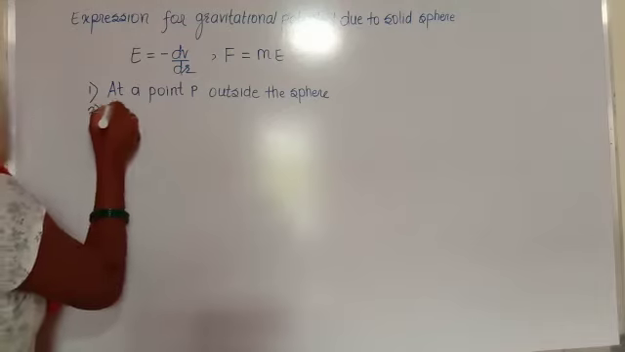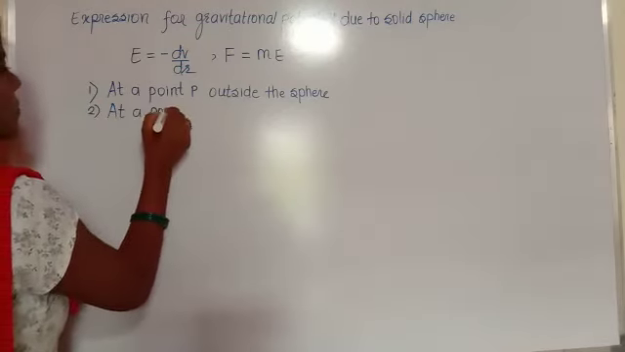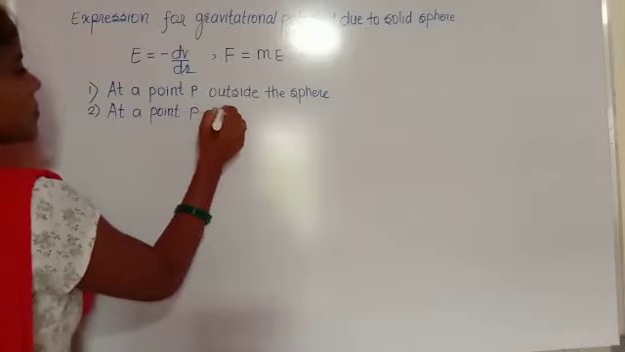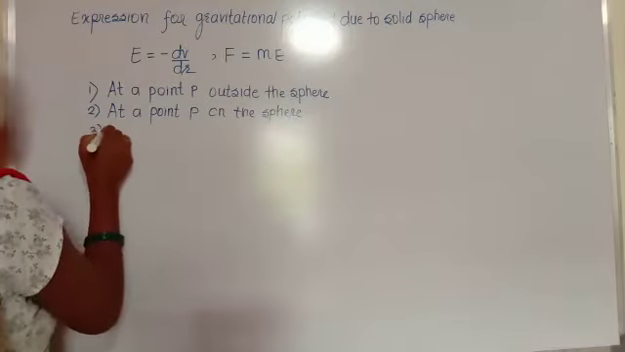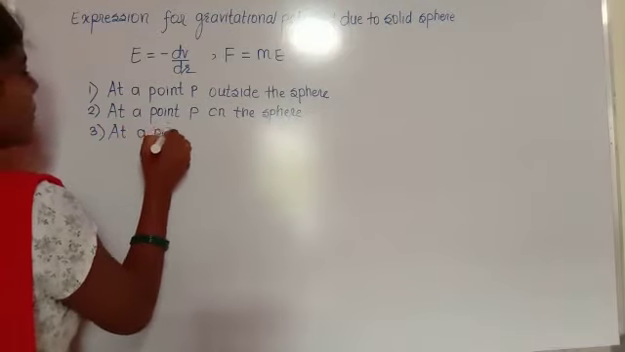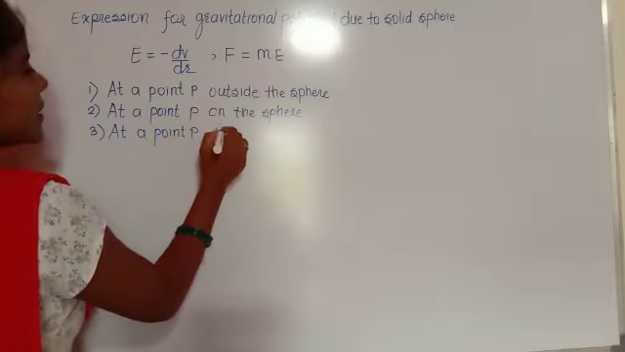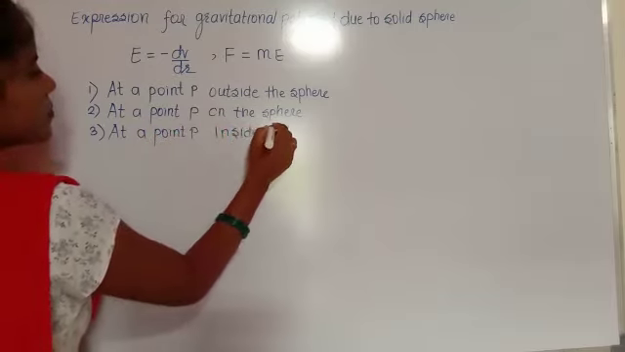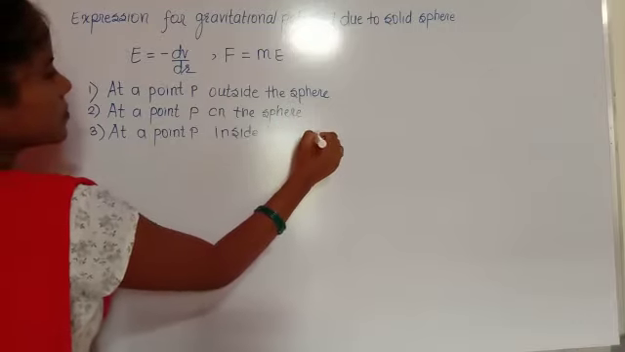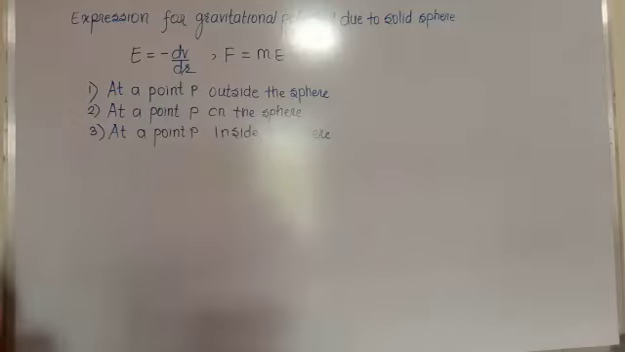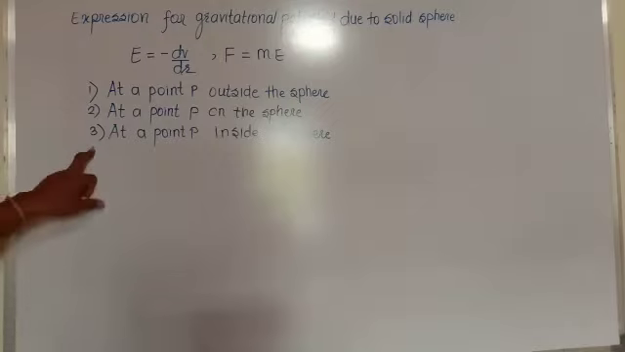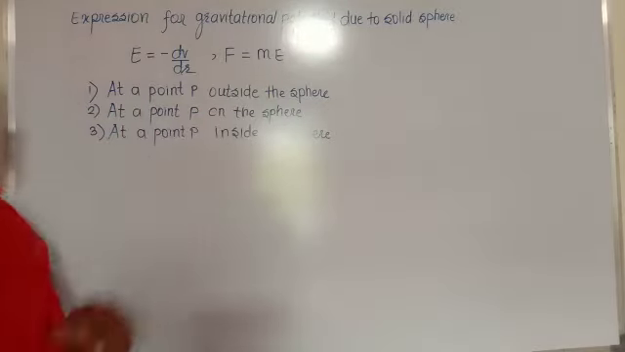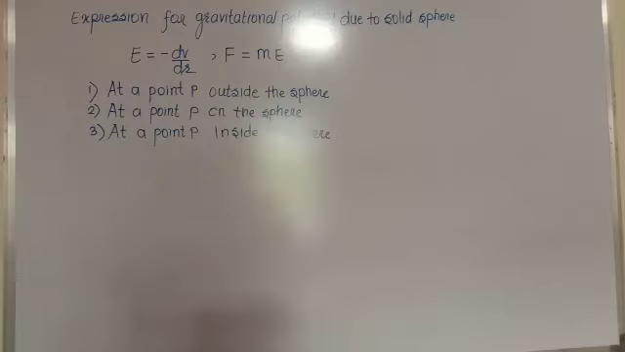Second, at a point P on the sphere. And third one, at a point P inside the sphere. So these are the three conditions. For that we have to calculate the gravitational potential, gravitational field intensity and the gravitational force. Of these three, we take the first condition, at a point P outside the sphere.